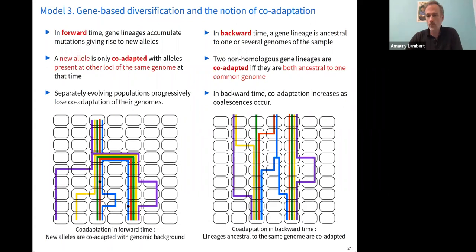Because of this conditioning, we assume that all the genes that are ancestral to the same genome are co-adapted. And we will use this notion of co-adaptation to construct the model. So for example, the blue lineage on the right is co-adapted with every lineage, at least the part on the top of the picture, because it is ancestral to the two genomes.